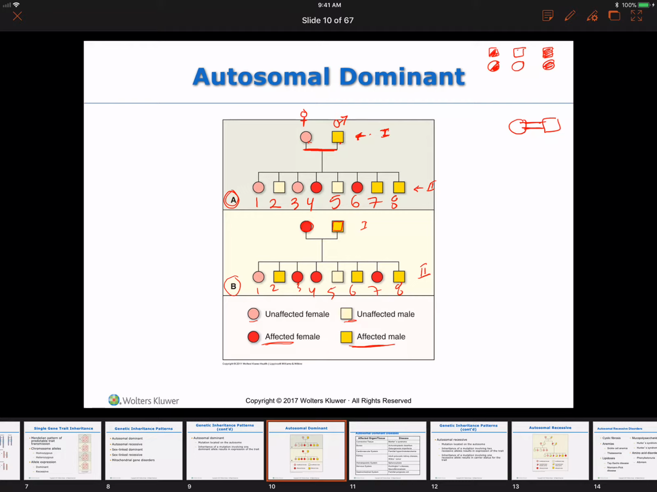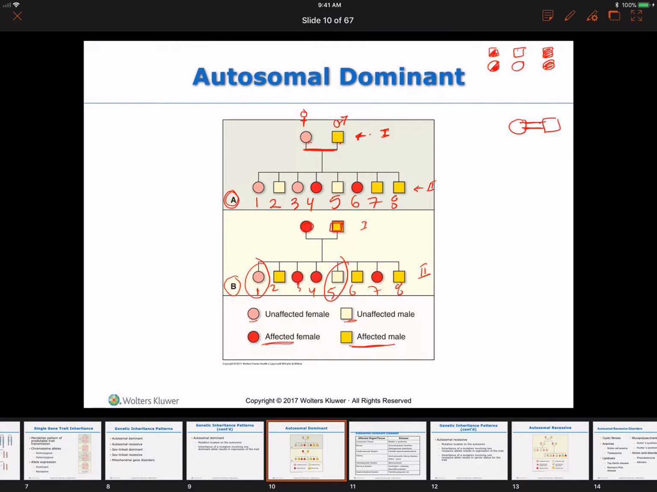Now, out of the 8 children, only the first daughter and the 5th son did not have the disease. Everyone else has the disease. All right? Because now, when the mom has it and the dad has it, each one will give a copy to their kids. So we'll see more kids having that disease, and so on.